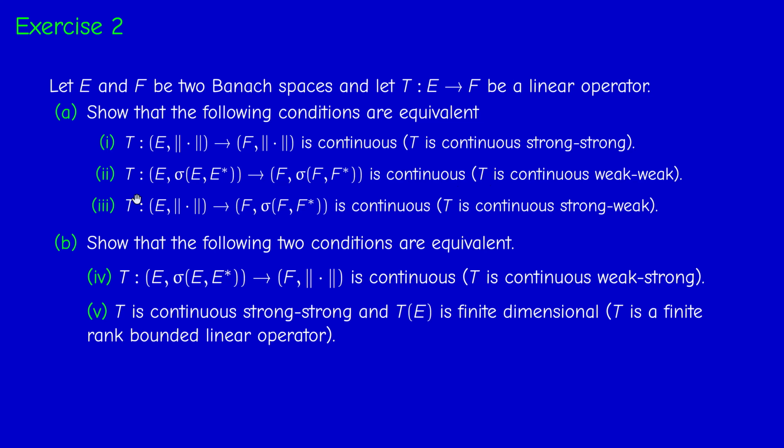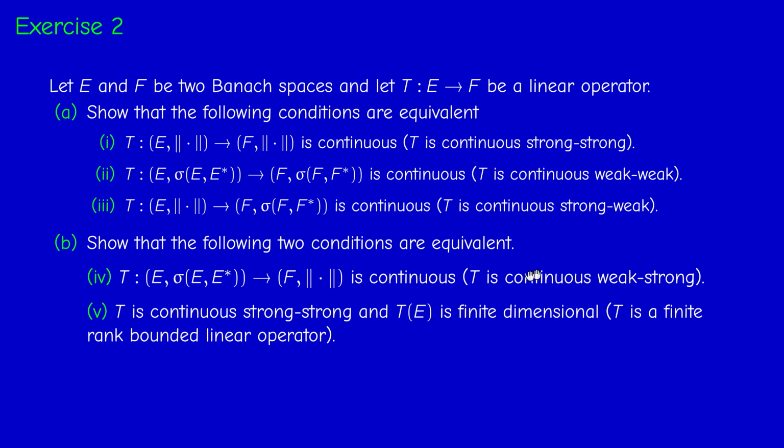Now, the third condition: we put on the source space the norm or the strong topology, and on the target space, we put the weak topology. So in this case, we say that T is continuous strong-weak. And there is a fourth permutation, if you like. What happens if we put the weak topology on the source space and the norm topology on the target space? Then we talk about continuity weak-strong.